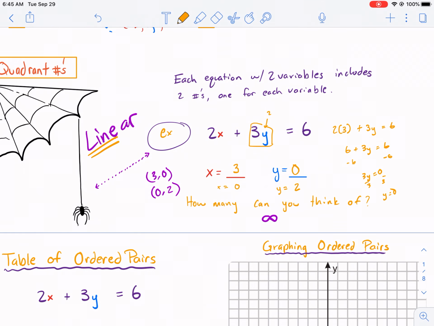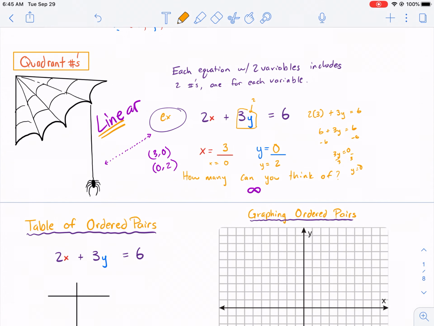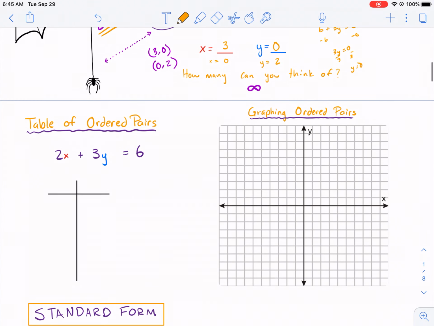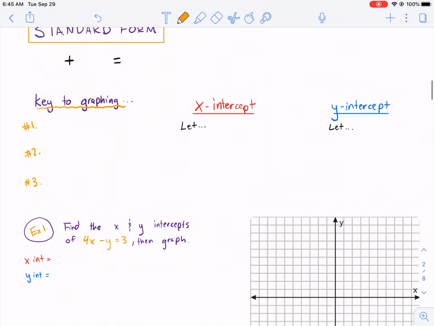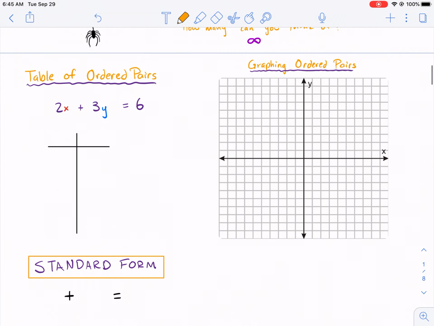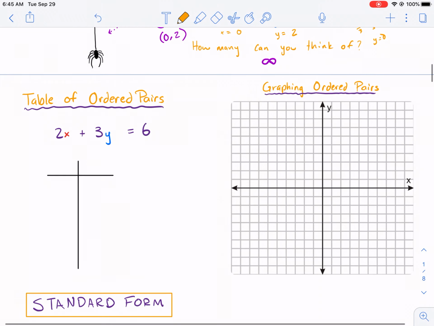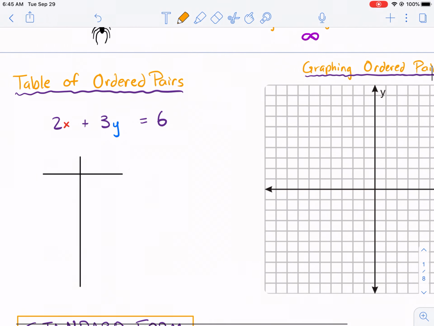You see the word line right in there. So let's go ahead and talk about table of ordered pairs, and then we'll save standard form for the second video. I want to keep this video a little bit short. So we have table of ordered pairs here.